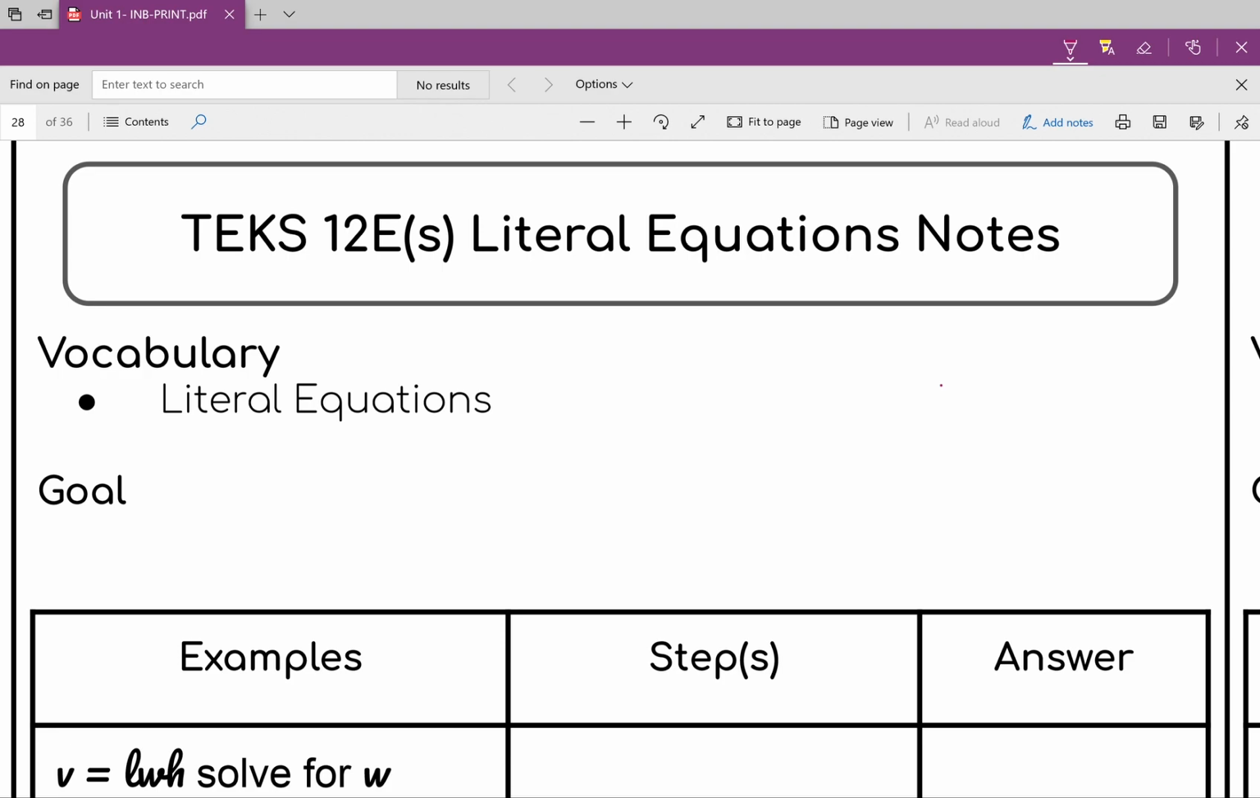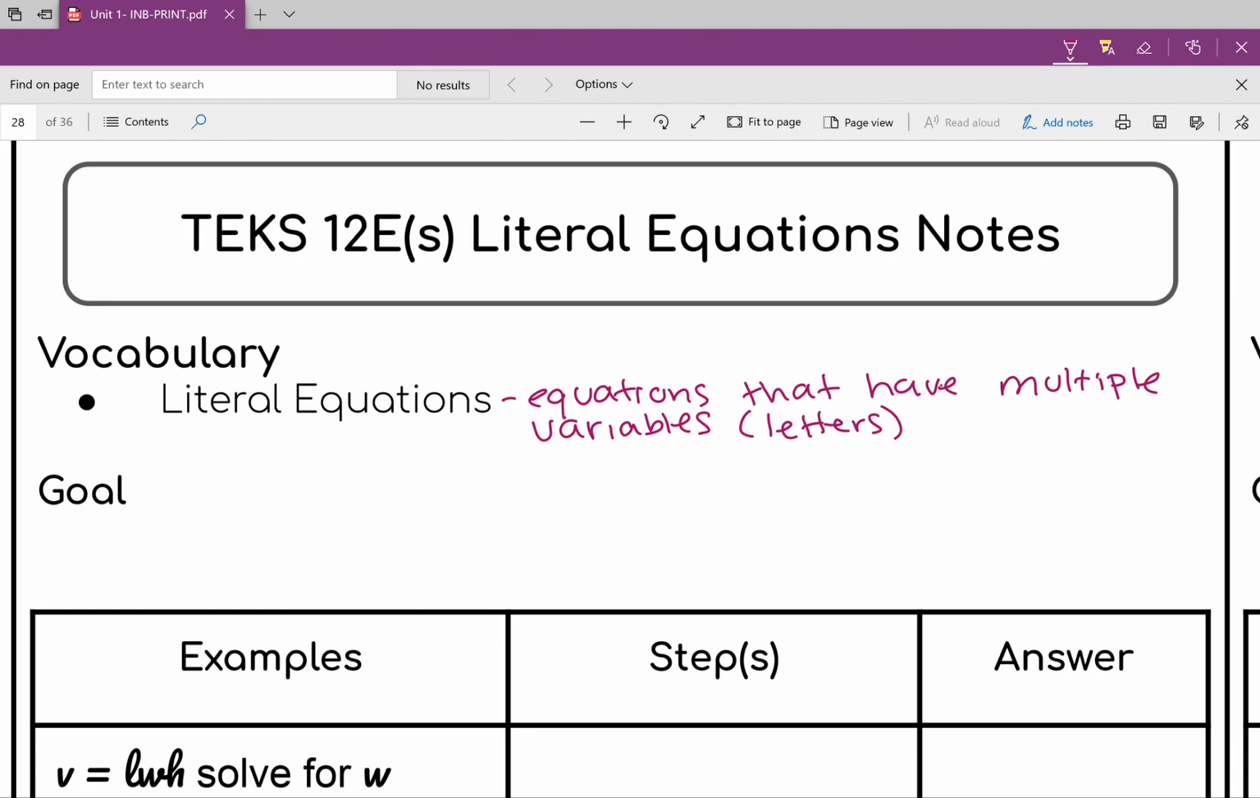TEKS 12E, Literal Equation Notes. So our vocabulary today is the word literal equations. Literal equations are equations that have multiple variables. So equations that have multiple variables. Remember, variables is just a math term for letters.